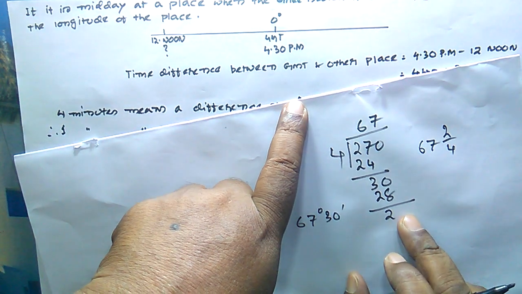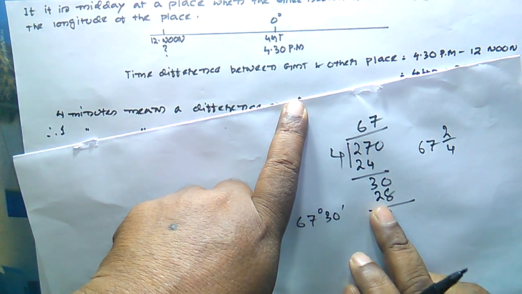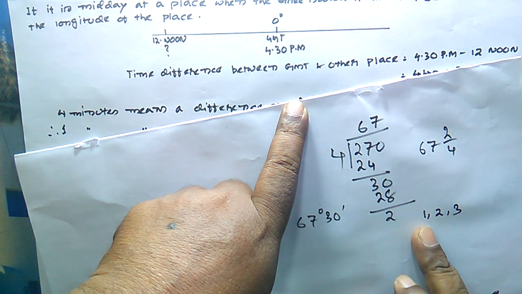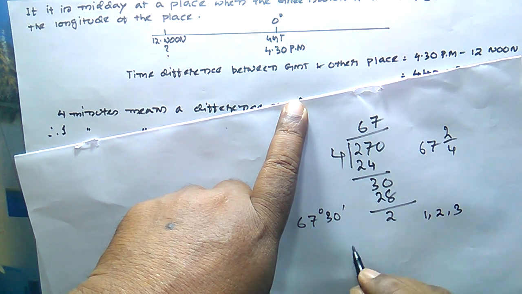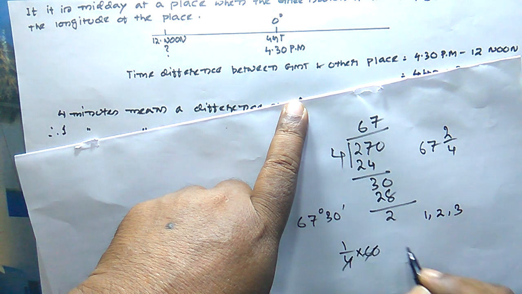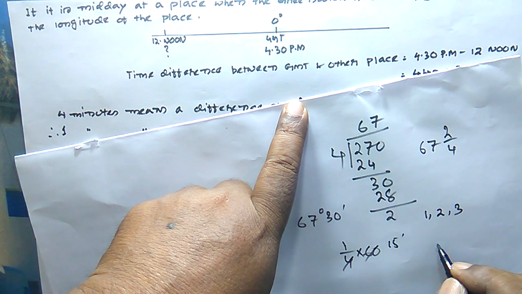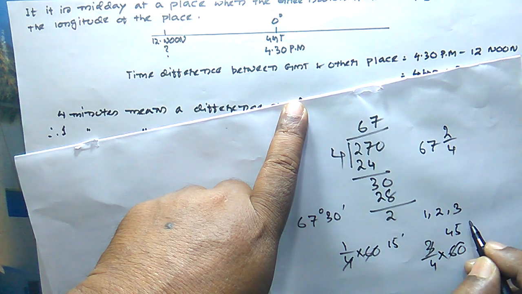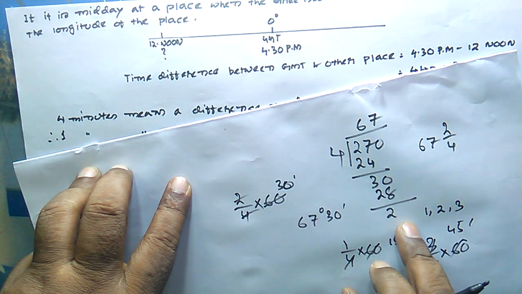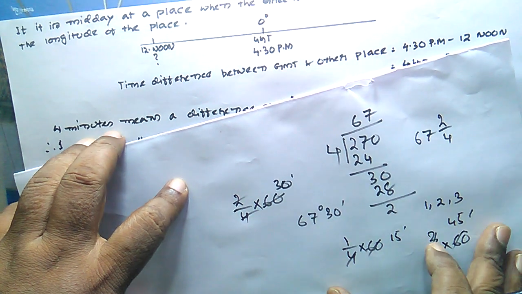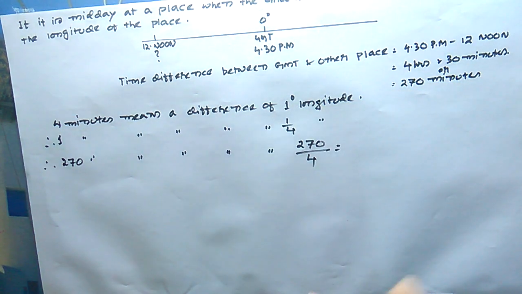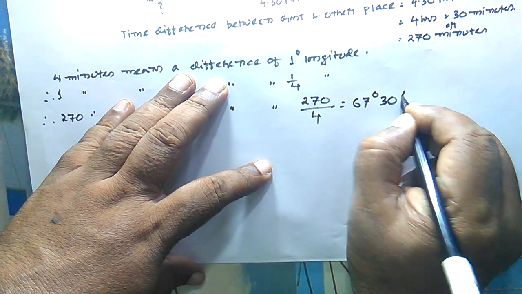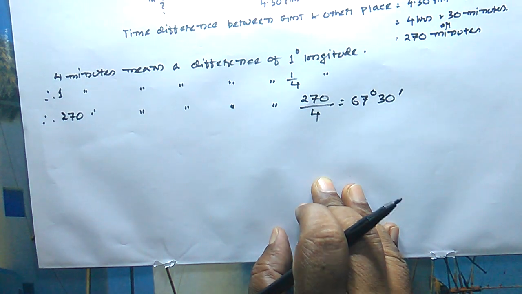Now the best part is, when you do a sum finding out the longitude, if you divide it by 4, the remainder will be either 1, either 2 or 3. या तो 1 रहेगा, 2 रहेगा या 3 रहेगा. If it is 1, you would have written 1 by 4 into 60, it would have come 15. If it was 3, in that case 3 by 4 into 60, it would have come 45. So you know it beforehand only. If it is 1, 2 and 3, what would be the outcome? In this case, it is 67 degree 30 minutes.